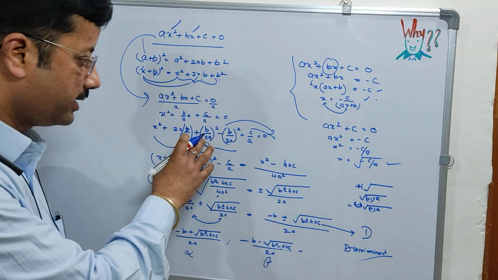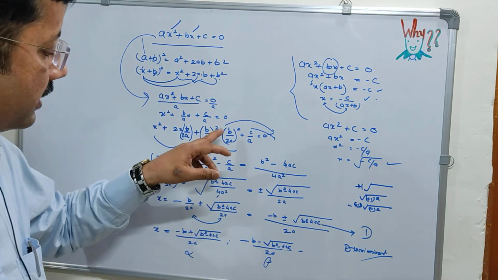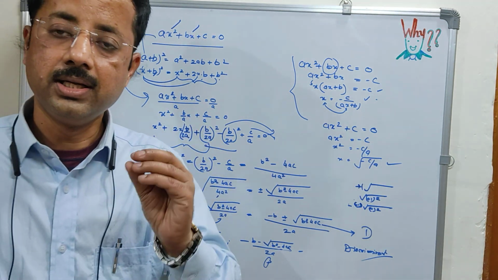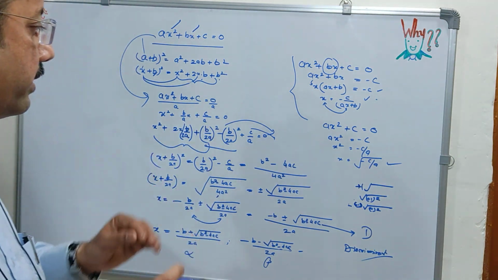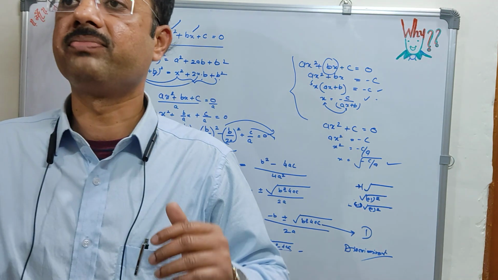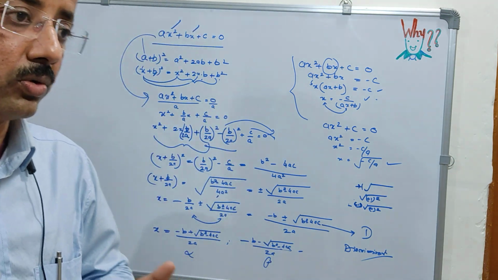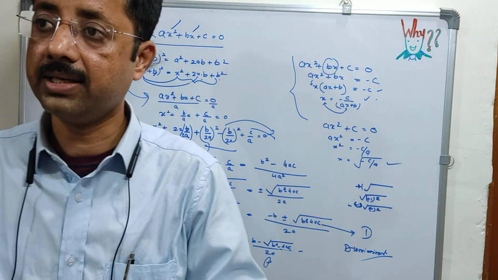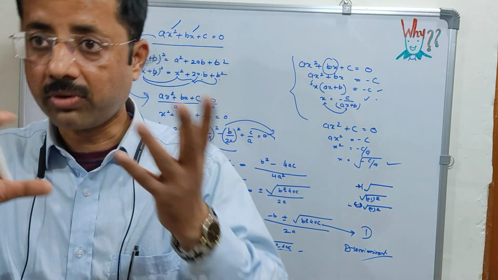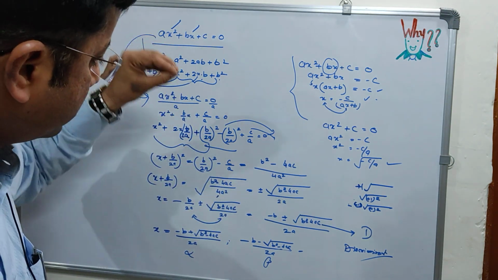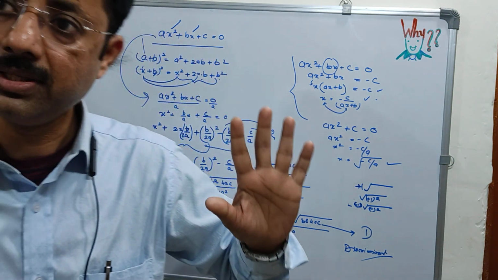Now since we have added here b by 2a square, then we have b by 2a whole square minus b by 2a whole square. The reason being, you cannot add or subtract anything in any of the equations on your own. If you are adding, multiplying, subtracting, you have to neutralize those values so that the ultimate result of this expression remains unchanged.